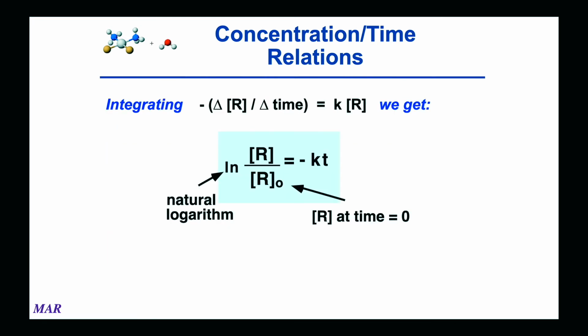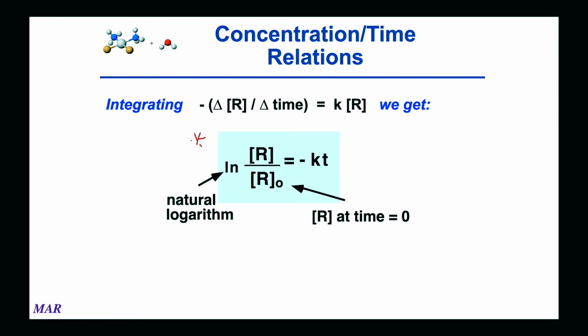If you integrate this, and this is where calculus comes in, and you don't need to integrate anything in Chem 222 or 223, but if you have seen calculus, or if you will be seeing calculus, it's not too hard to do. Anyway, you integrate this thing, you end up with this expression right here. And this expression with the natural logs, which comes from integration: natural log of R over R0 equals minus kt.